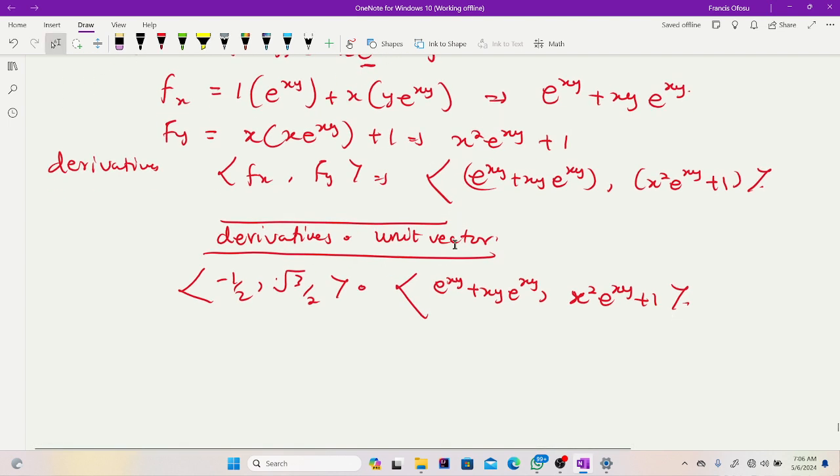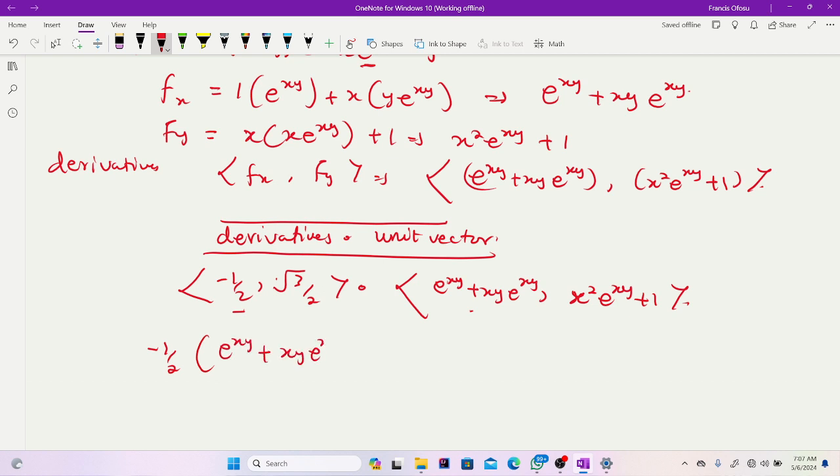So at this point, I will simply do this multiplication. This multiplies this plus this multiplies this. That's simple, the dot product. So here I'll have negative half multiplying e^(xy) + xy e^(xy), plus square root of 3 on 2 multiplying x² e^(xy) + 1.